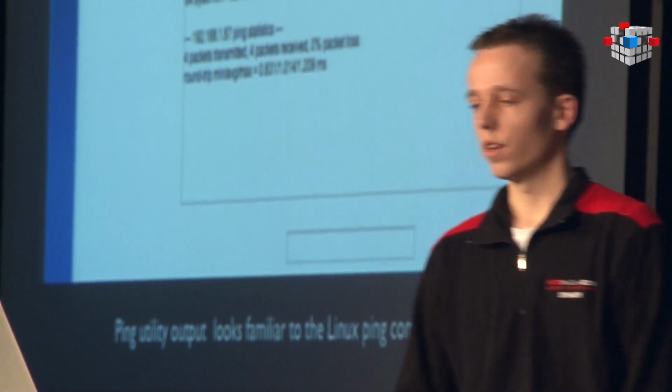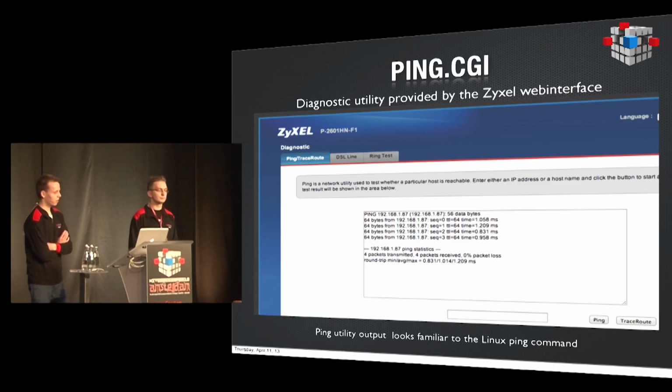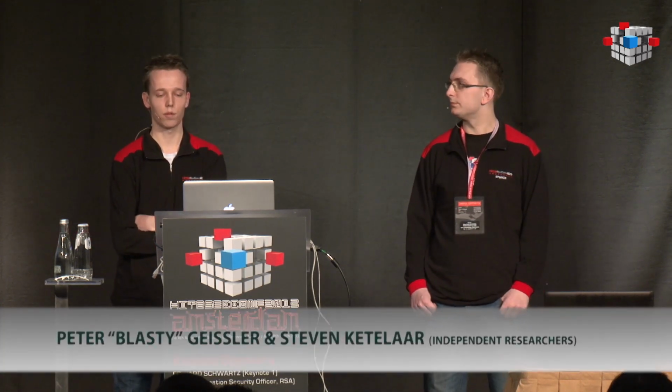And the last thing that is provided by this interface are diagnostic functionalities. So basically you can see three different functions here. A ping or traceroute function, a DSL line test, and a ring test, which basically allows you to test your internet and DSL connectivity. And the first thing that looked very strange was that the output of the ping utility, when you enter a host and try to ping it, it will show the results in the text area. And it looked very familiar to the output of the Linux ping command.